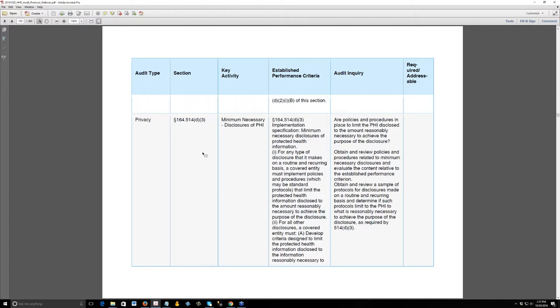Now, if you sent it to the psychologist for treatment, then that's a different story, because there's a payment, treatment, and operations exception. But it sounds like here you just sent it to the wrong psychologist. Now, is the psychologist a covered entity? Maybe. Probably is, because the psychologist provides health services.